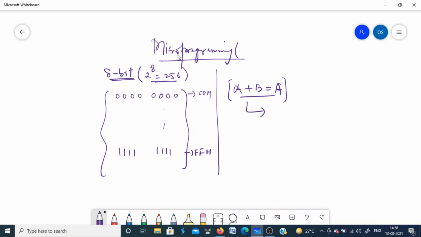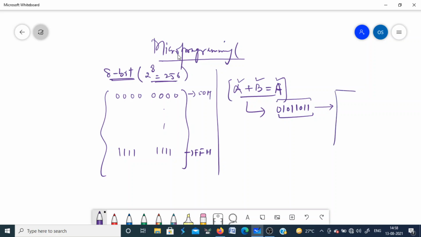So the designer may have used a specific code for this, suppose it is 01011011, maybe. This is not the actual code, I'm just taking an example. This binary code is a machine code for the addition of two numbers, in which one number is stored in register A and another number is stored in register B, and after the two get added, the result is stored back again in A. This is a machine code, a binary pattern.